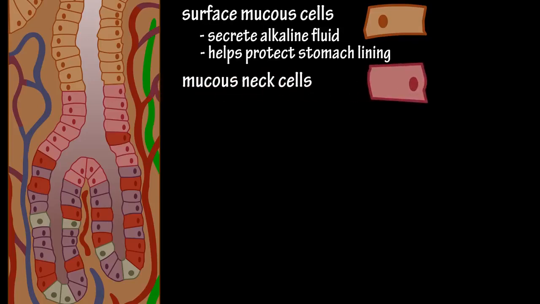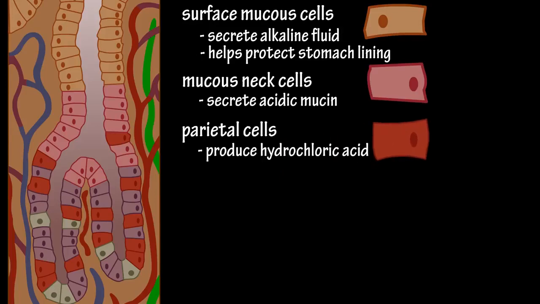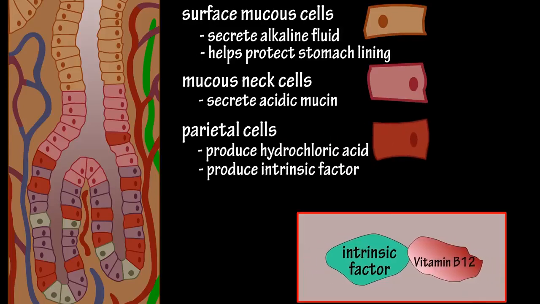Mucous neck cells are located deeper than the surface cells, and they secrete an acidic mucin, which helps to maintain acidic conditions. Parietal cells produce hydrochloric acid and intrinsic factor. Intrinsic factor binds to vitamin B12 molecules and protects them from digestive juices until they reach the small intestine.